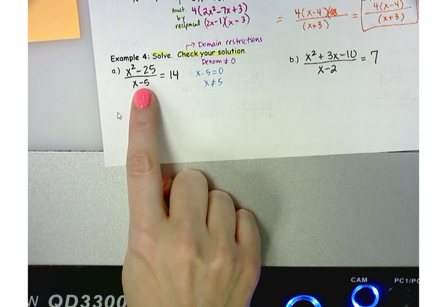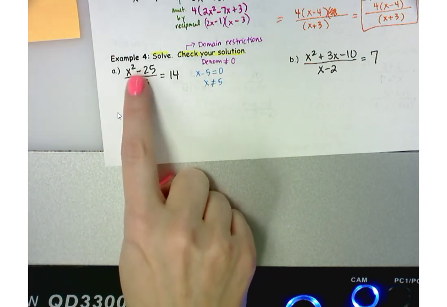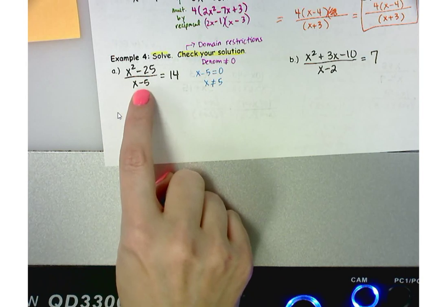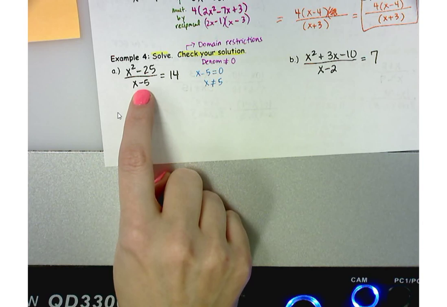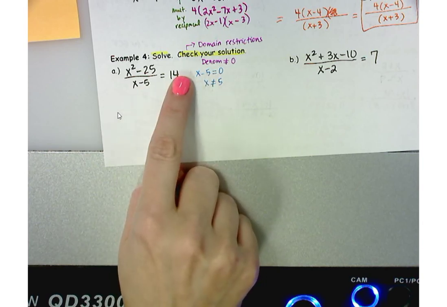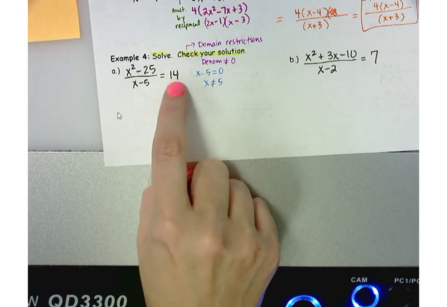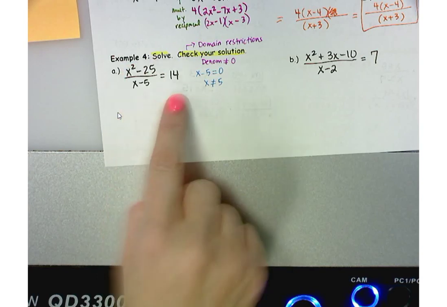But this does factor. So, Ethan, what does x squared minus 25 factor to? X plus 5, x minus 5. Good, so that is your difference of two squares. And that is nice because in the denominator, we have x minus 5, so those would cancel. We'd have x plus 5 equals 14. Subtract 5 from both sides, so x is going to be 9.